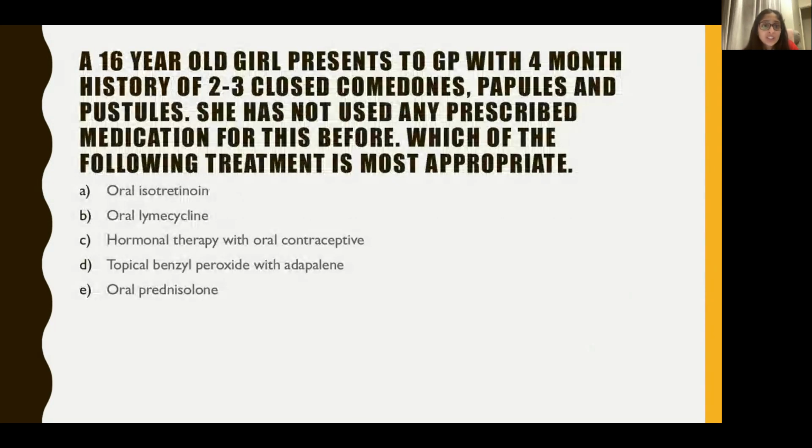So our next question is, a 16-year-old girl presents to GP with a 4-month history of 2 to 3 closed comedones, 2 to 3 papules, and 2 to 3 pustules. She has not used any prescribed medications for this before. Which of the following treatments is most appropriate?